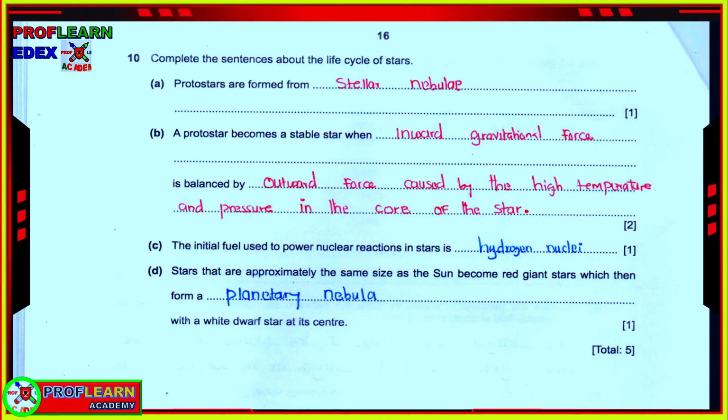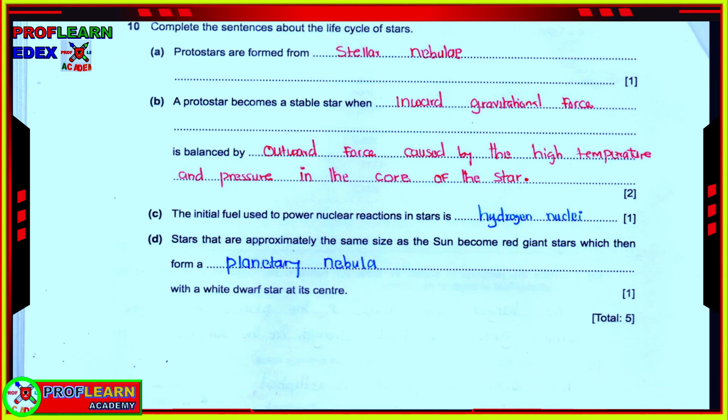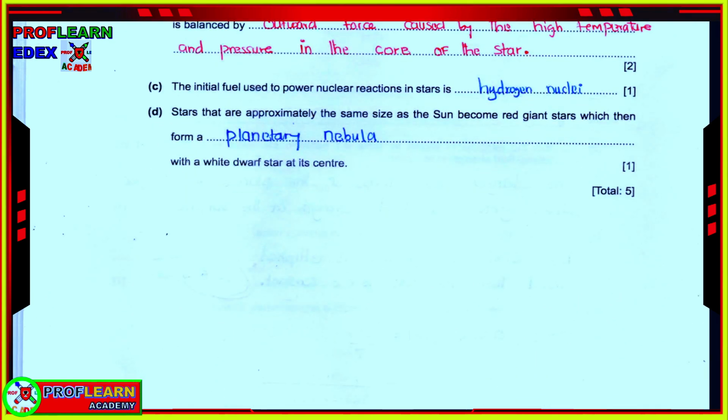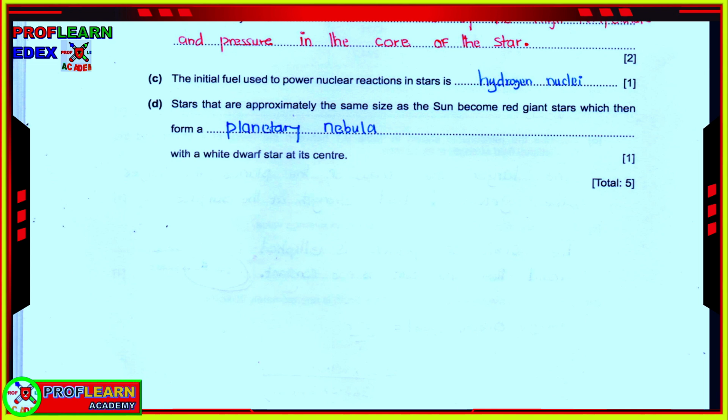How are stars formed? Stars are formed when gas and dust particles called nebulae are drawn together by the gravitational force. So protostars are formed from stellar nebulae. A protostar becomes stable when the inward gravitational force is balanced by the outward force caused by the high temperature and pressure in the core of the star. The initial fuel that is used to power a nuclear reaction in a star is hydrogen, and then stars that are approximately the same size as the sun become red giants, which then form planetary nebulae with a white dwarf at its center.